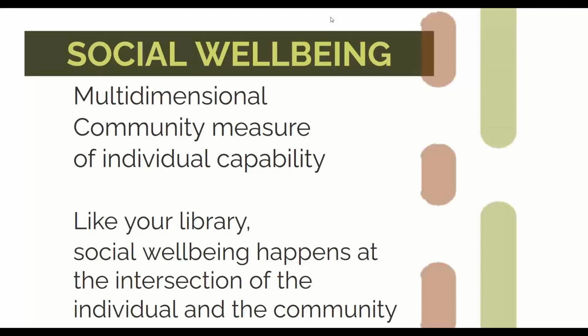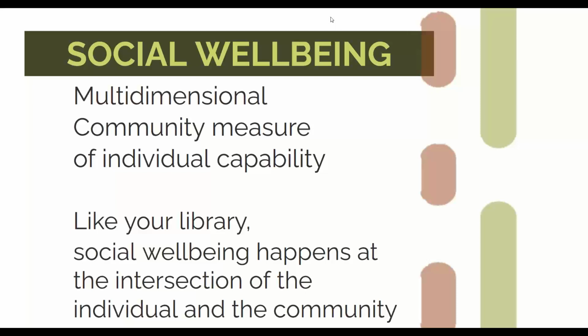Social well-being is a multi-dimensional community measure of individual capability. Sounds like word salad, all has meaning, promise. So like your library, social well-being happens at this intersection of the individual and the community. So like for some people, they like thinking about micro and macro and meso. The library would exist at the meso level. Some people like thinking about individual and community and what happens in between those two things.